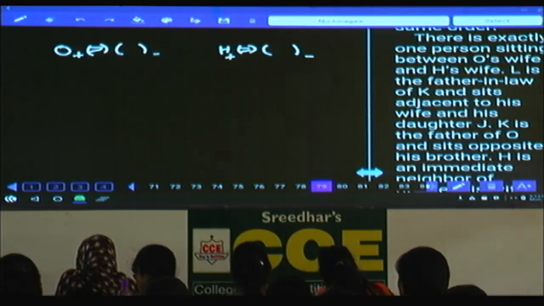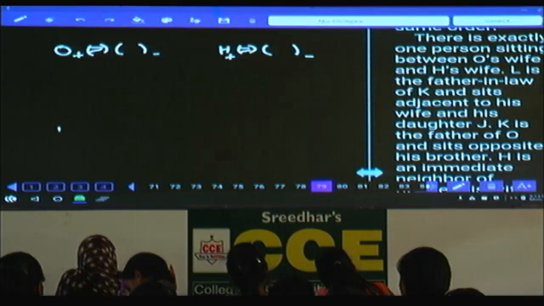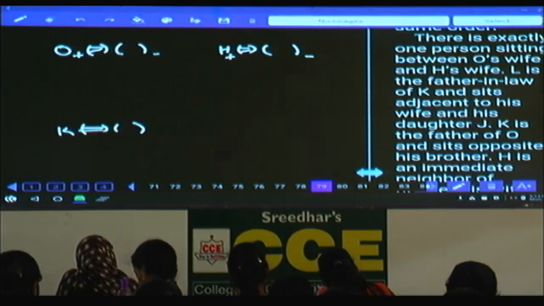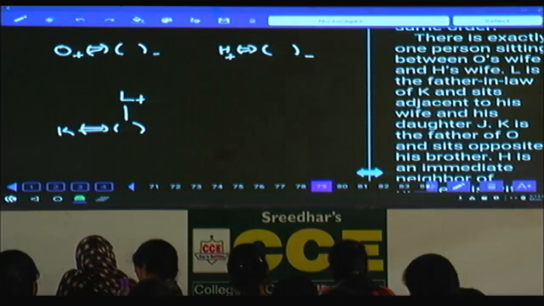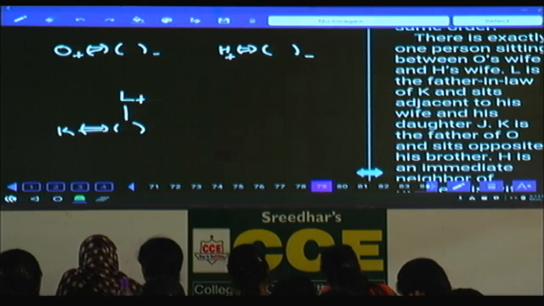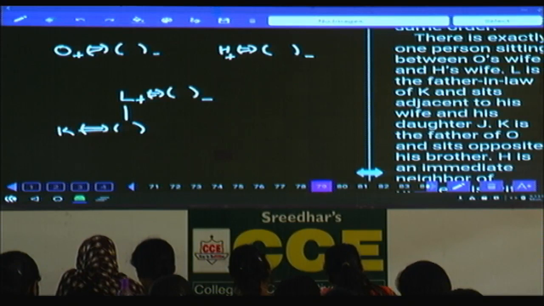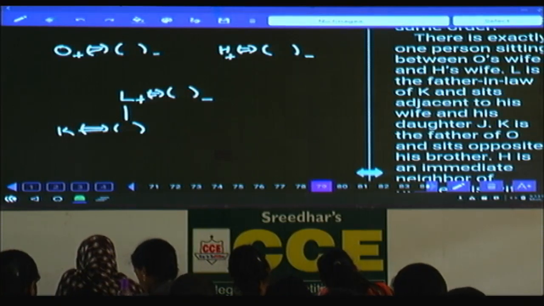Then how to represent this one? L is the father-in-law of K. K and K's spouse, isn't it? K's spouse's father is L. L is the father-in-law of K and sits adjacent to his wife. L is adjacent to his wife. L's wife is there. O's wife is there. H's wife is there. That means altogether how many? There are 3 couples as of now.